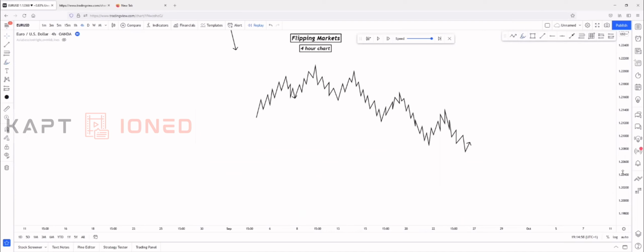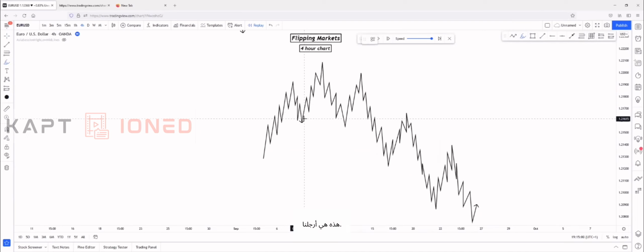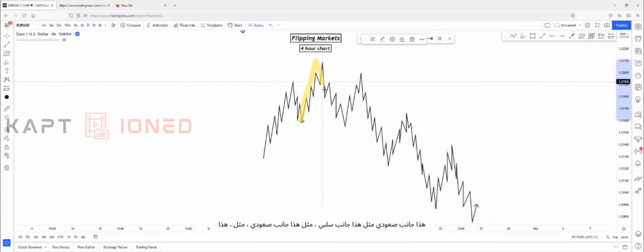Because it's bearish. These are the 4-hour legs. This is one upside leg. This is one downside leg. This is one upside leg. This is one downside leg.